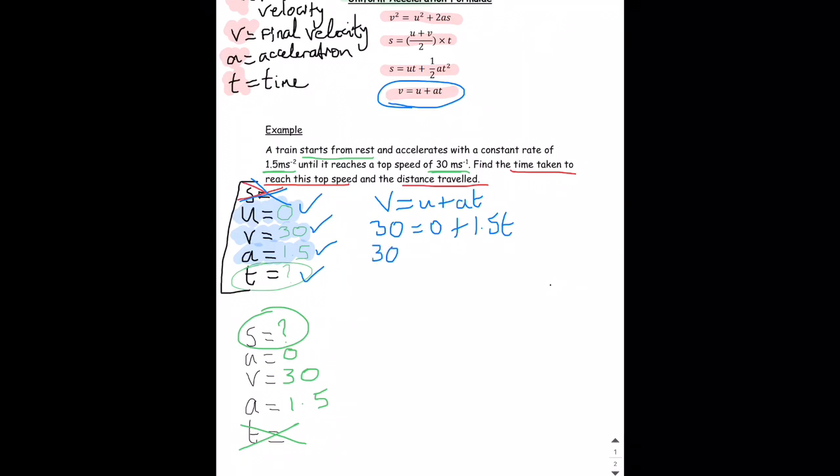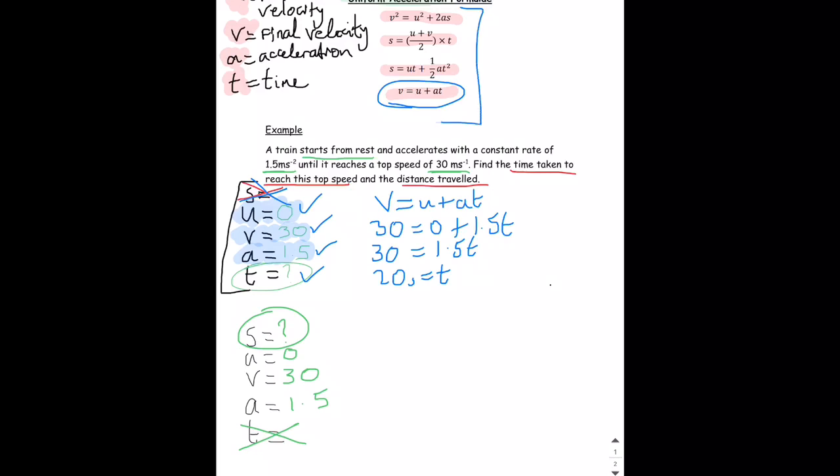So I can just rearrange this. Now this v = u + at, to get t is equal to, if I divide 30 by 1.5, that's 20. So that would have taken 20 seconds to get from 0 meters per second to 30 meters per second if you're accelerating with a constant rate of 1.5 meters per second squared.